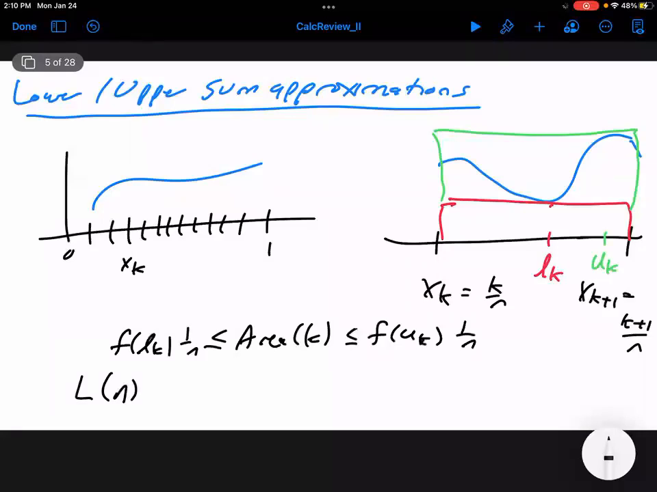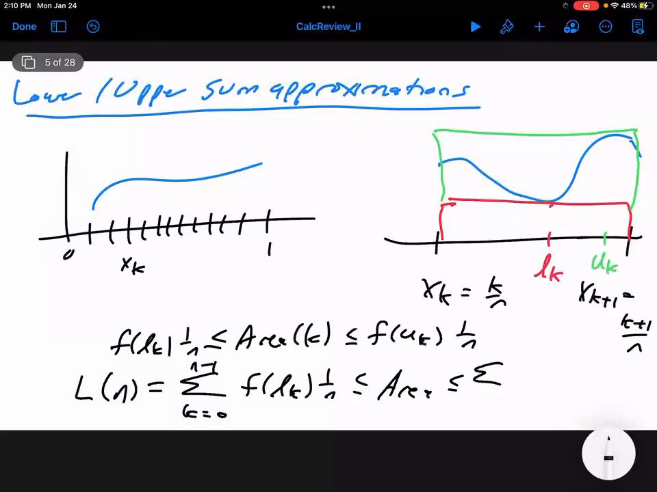And then we just sum over k. And so we get the lower sum with n partitions, the sum as k goes from 0 to n minus 1 of f(l_k) times 1 over n, is less than or equal to the area, which is less than or equal to the sum as k goes from 0 to n minus 1 of f(u_k) times 1 over n, which is the upper sum. This is just meant to be a quick introduction. We have to show that these sums converge. Well, we know that the true area is always going to be at least the lower sum and at most the upper sum. So if the upper and lower sums converge, the only thing they can converge to is the true area. If it converged to something less than the true area, that would contradict that the upper sum is always greater than or equal to the area. So if they converge, it has to converge to the true area.